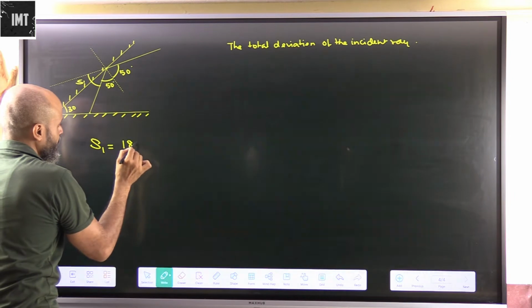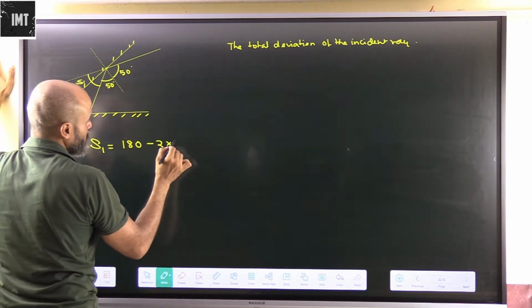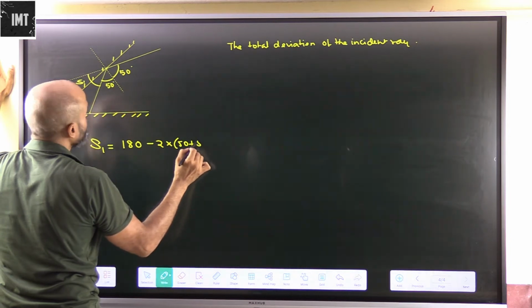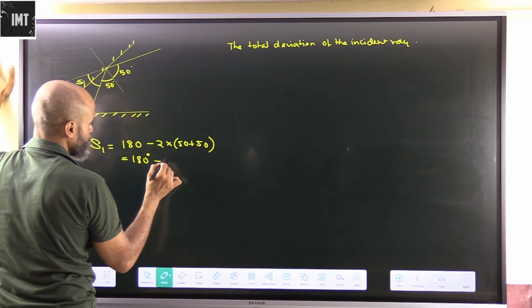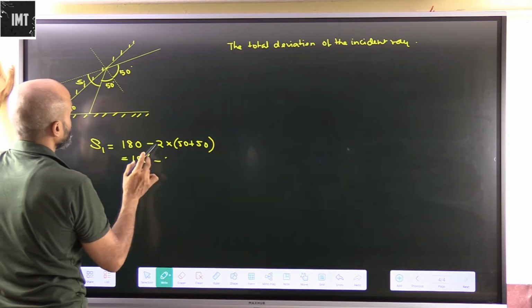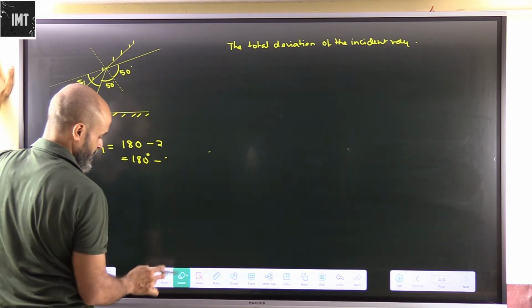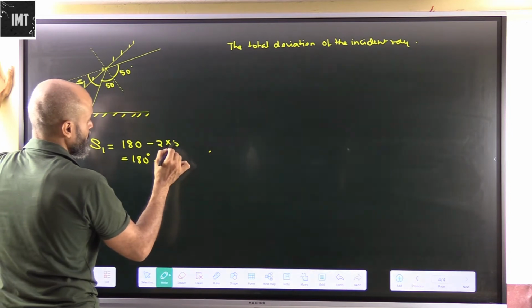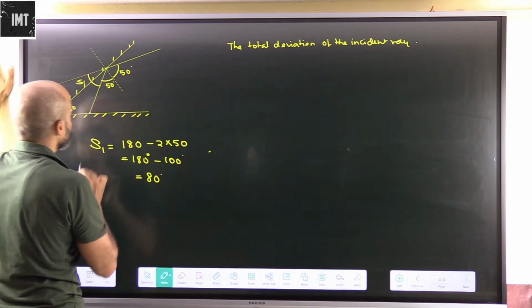Obviously 180 minus 2 into 50 plus 50. Sorry, it will be 2 into 50, that is 2 into 100 degrees. So that will be 80 degrees. So this will be delta 1.